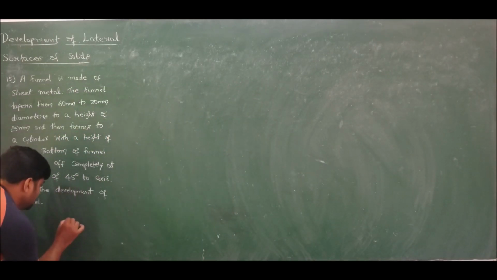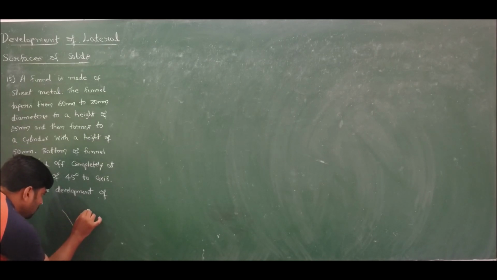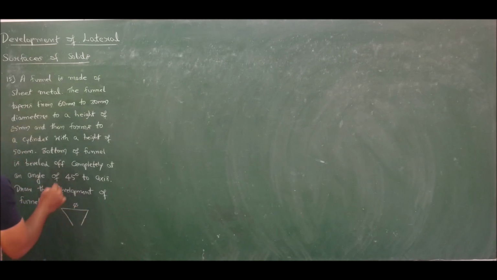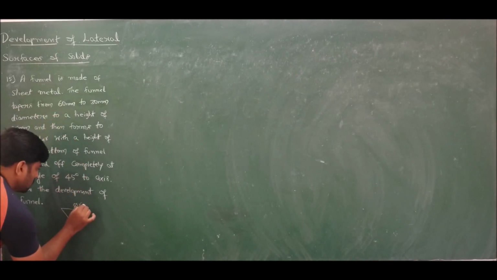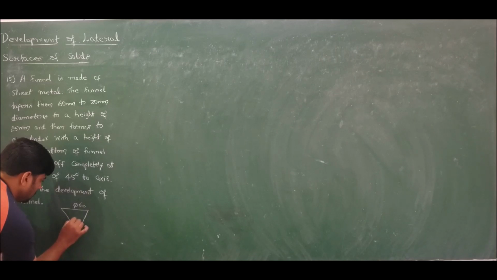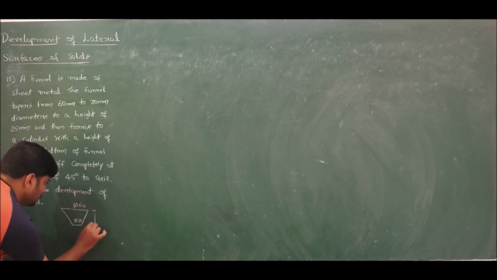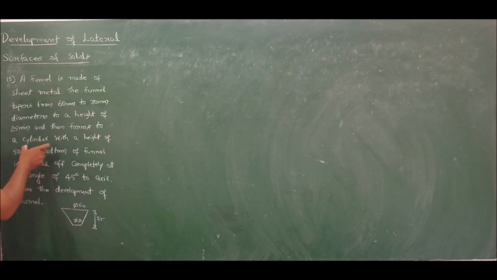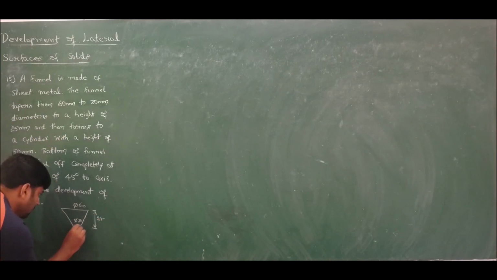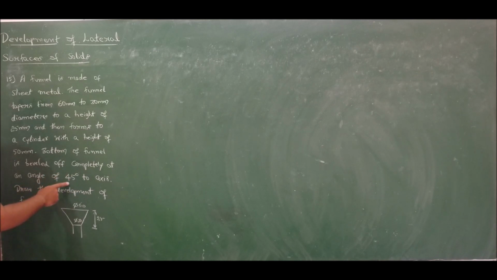The given problem is like this. We have a funnel. At the top we have a tapering section from diameter 60 to diameter 30, for a height of 25. This height is specified as 25, correct? And then it forms a cylinder, and he also states that at the bottom the funnel is beveled off completely at an angle of 45 degrees.